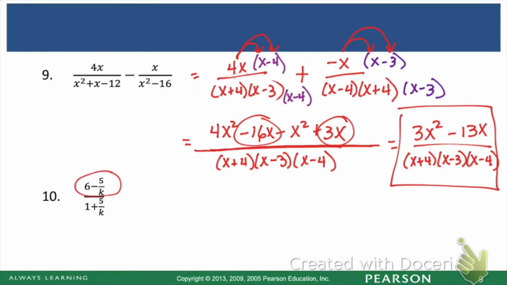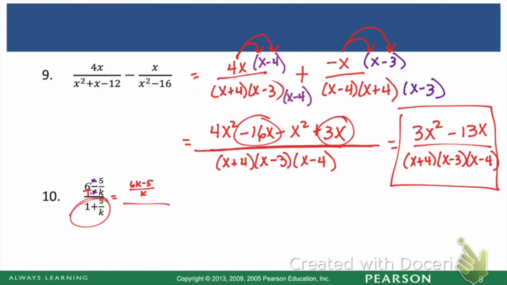Okay, let's just look at the numerator. If I want to subtract those, I need a common denominator. I can put that 6 over 1. My common denominator is k. So I need to multiply that 6, top and bottom, by k. Now it has a common denominator. I'm just talking about this numerator here. Now it has a common denominator of k. So I have 6k minus 5 over k.